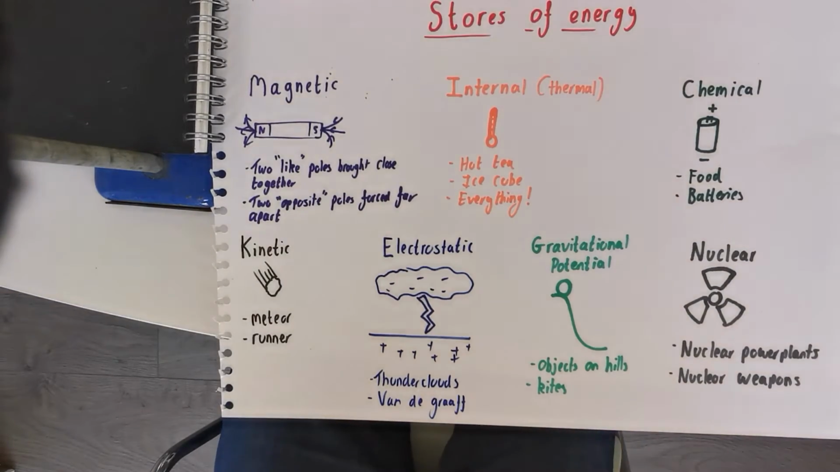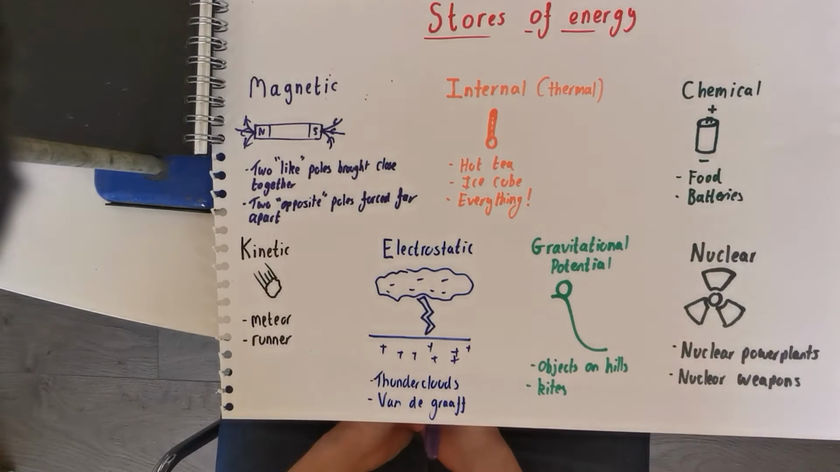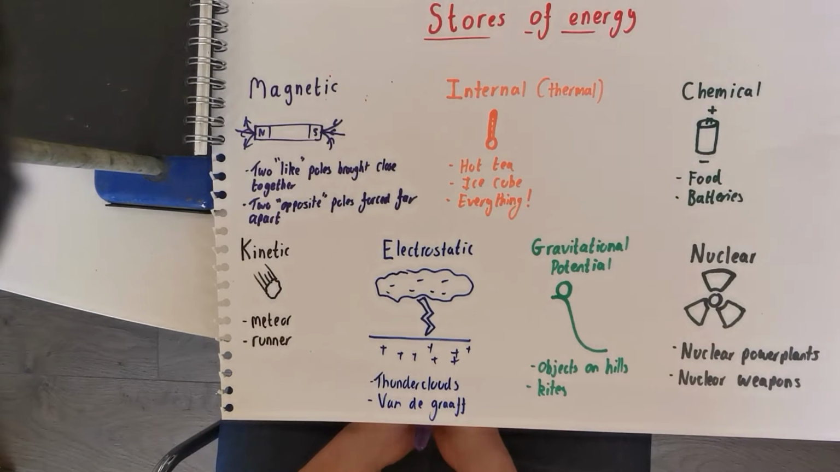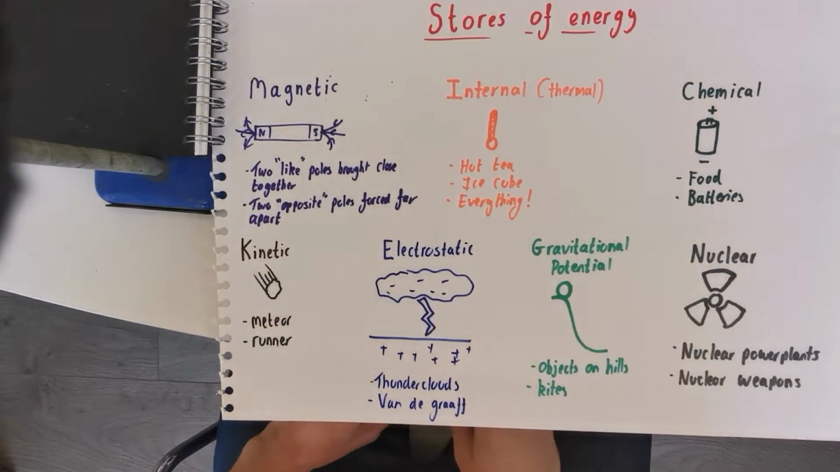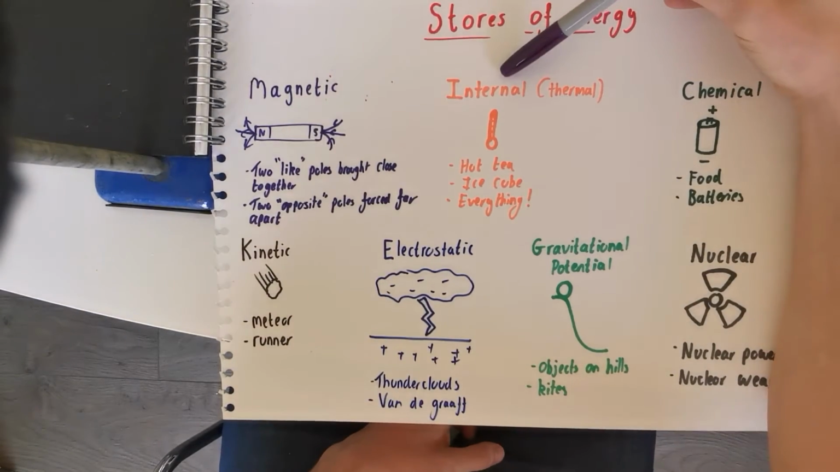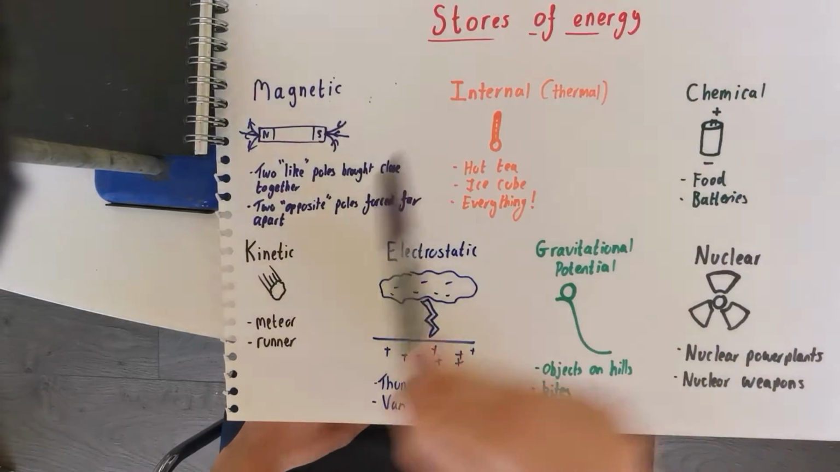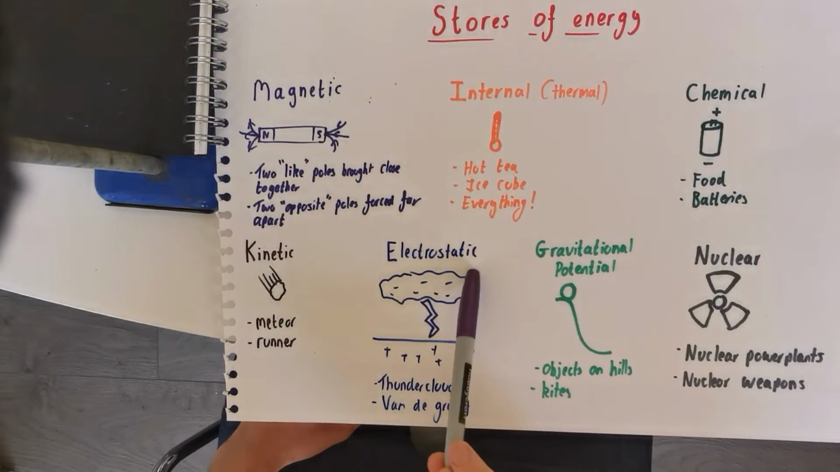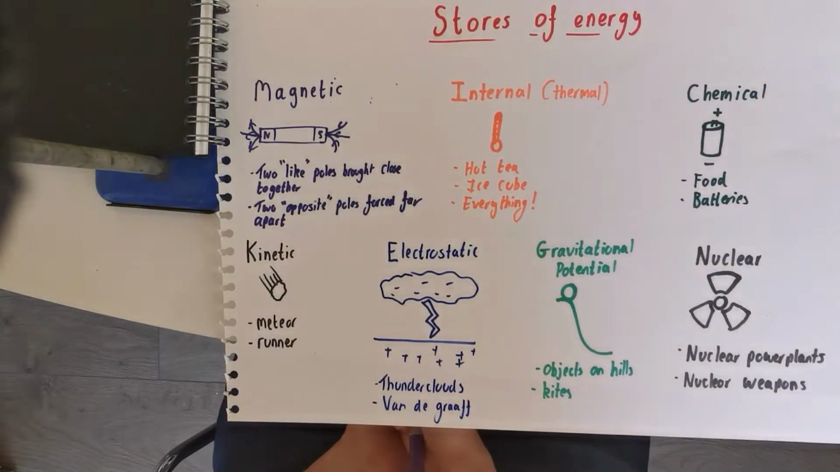Right guys, what I thought I'd go through in this video is the different stores of energy that you need to know about for your GCSE physics. So there are 7 different stores of energy that you need to be aware of, okay? And they are magnetic, internal energy, which you may also hear called thermal energy, chemical energy, kinetic energy, electrostatic energy, gravitational energy, and nuclear energy.